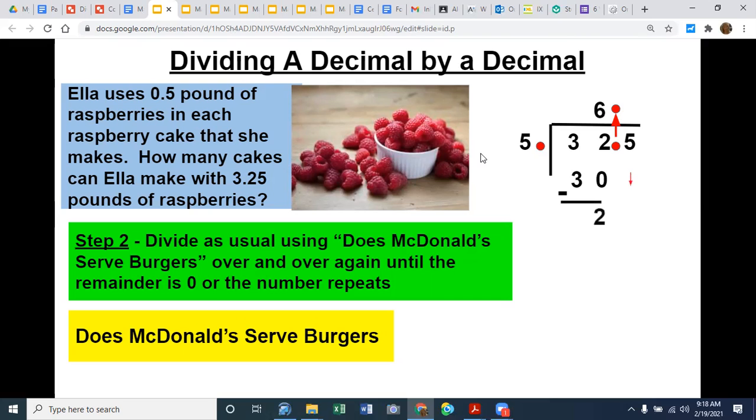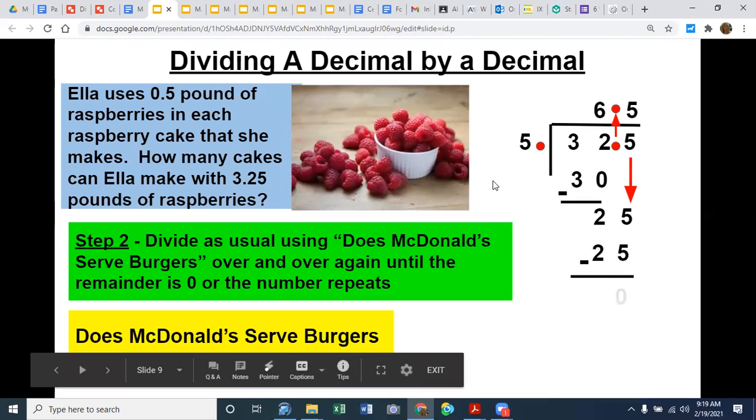And now Burgers is bring down. I'm going to bring down my 5. And now I get to do it over again. Divide, multiply, and subtract. Bring it on down and bring it on back. So 5 goes into 25, 5 times. 5 times 5 is 25. Subtract, 25 minus 25 is 0, and I'm done. I have a remainder of 0.